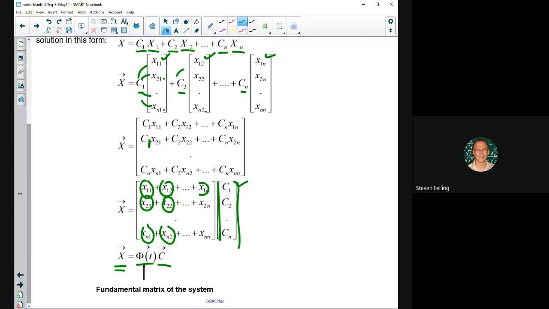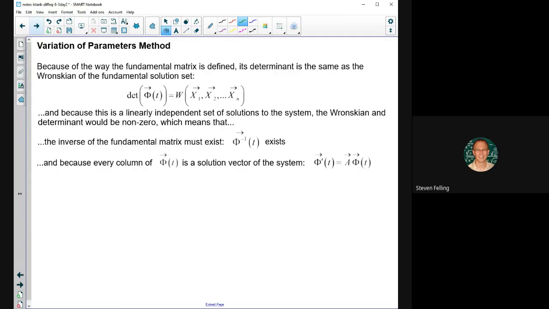Okay, and usually we use a capital phi here. So it's the same as this phi, except it's the capital version, a capital phi, and it's a function of t in general, and it's a matrix. It's a matrix of functions. All right. So if we can find that function there, because of the way the fundamental matrix is defined, the determinant is the same as the Wronskian of the fundamental solution set, right?